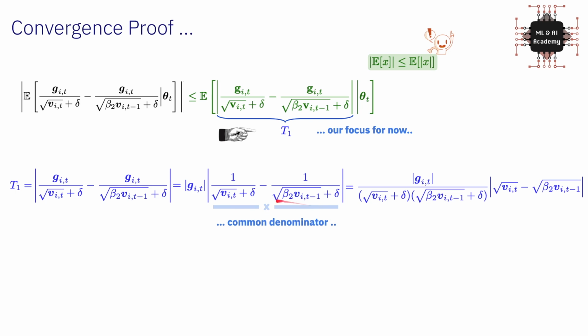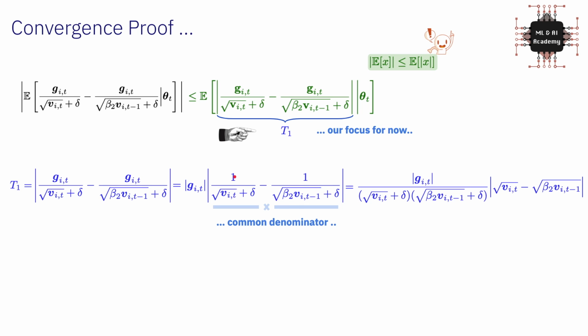Now we take a common denominator, right? So now you have two fractions, 1 over A minus 1 over B, and I just want to combine them. Then I take a common denominator, which is just the product of the denominators: the square root of v_it plus delta times the square root of beta2 v_{i,t-1} plus delta. And then I just do a cross multiply.